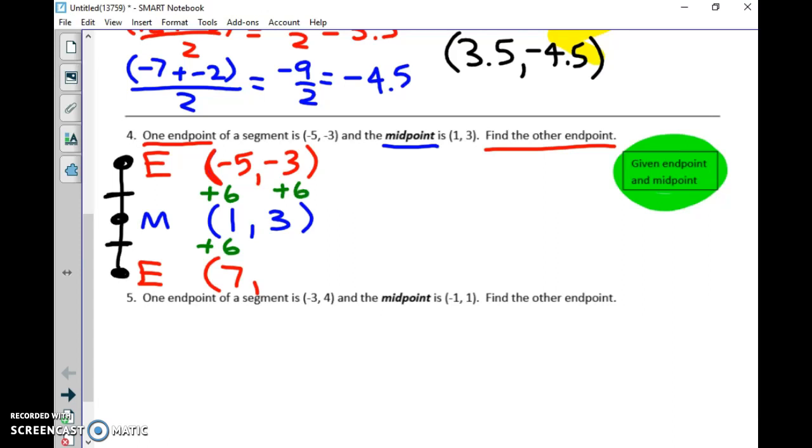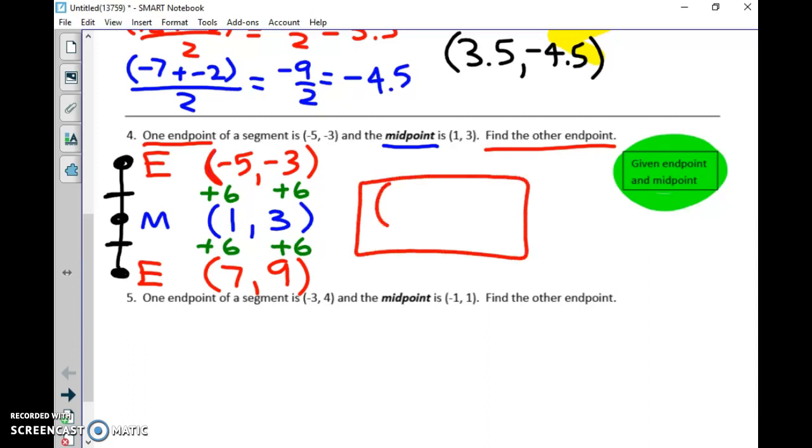So again, I'm going to add 6. What is 3 plus 6? Right here should be 9. So guess what the other endpoint is? 7, 9. Okay? Again, there is another method, an algebraic way to get that number, but I think this is more intuitive. If you can just think of end to middle, continue the pattern.